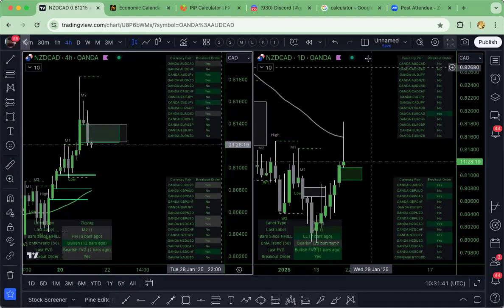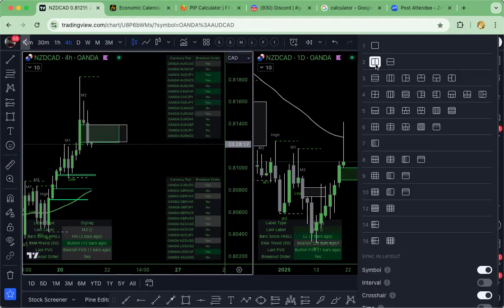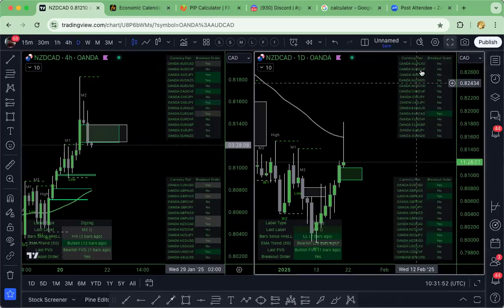Now, when you're saying the split screen template, it's this one here. It's the two screen. For the 4 time frame swing trades, I use 4 screens, and this one is a 2 screen. Hopefully that answers your question, Tim.